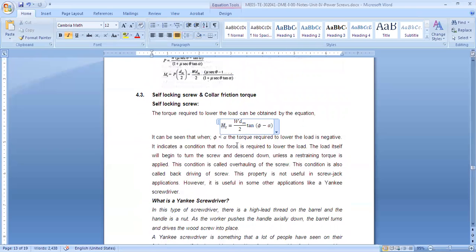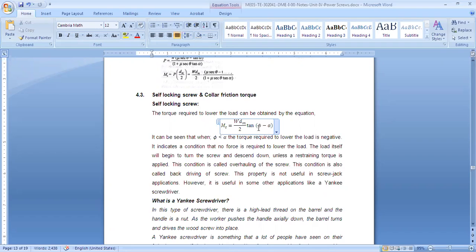Again, I will repeat. This is the torque required to lower the load, right? In this equation, when phi is greater than alpha, torque will be required to lower the load. That means your screw will not come down by itself, and this property is called self-locking. It will not lower without giving effort, which is an important required property. These kinds of screws, which will not come down by themselves, are called self-locking screws.